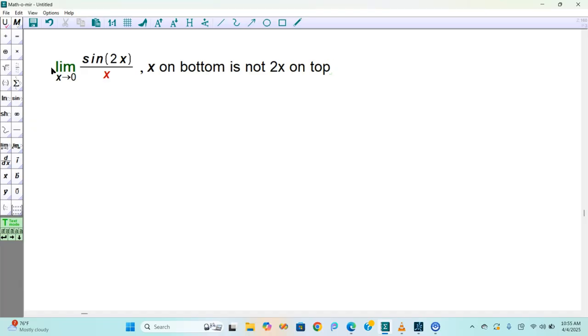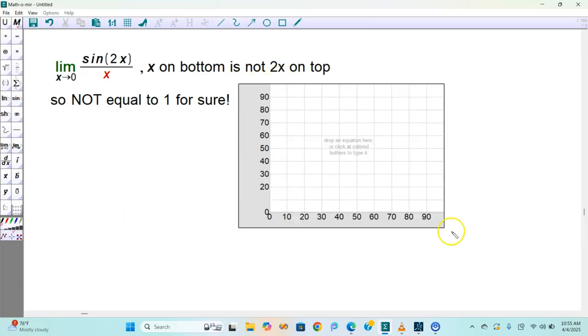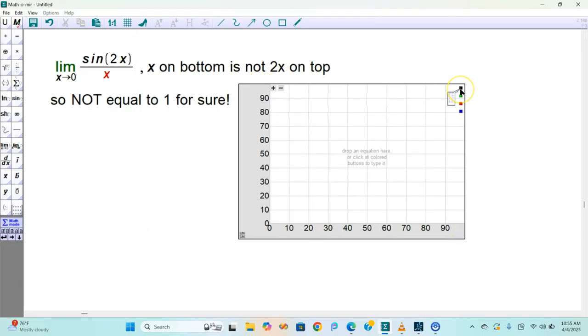These are not the same things anymore. So you cannot just say that this is equal to 1. So not equal to 1 for sure. Okay, so we are going to do a graph because we're doing a graphical exploration. So the graph will look like this.